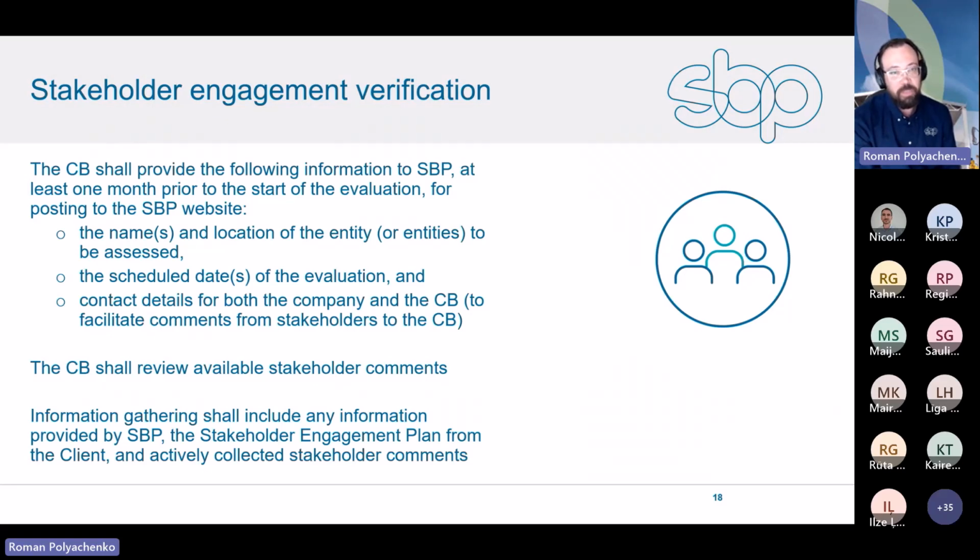So it basically means that 1 month before starting the assessment, information will be published on SBP website, and stakeholders can then visit our website, and if they are interested, if they are following specific certification bodies or certificate holders, they can submit comments. They can submit comments to SBP or certification body directly.